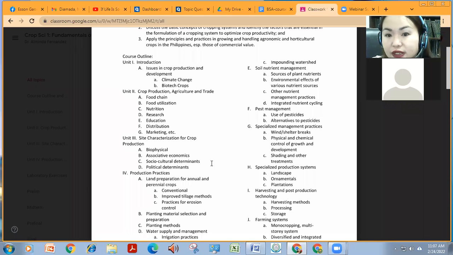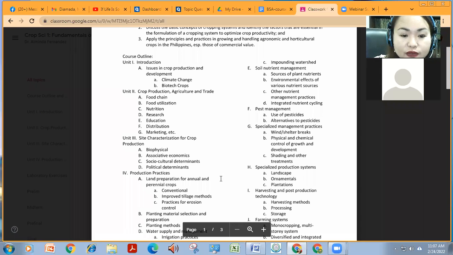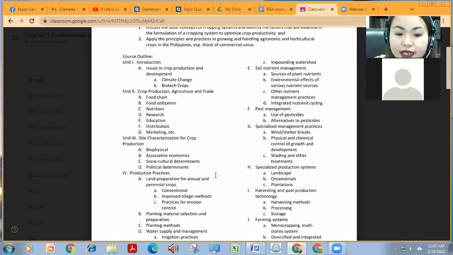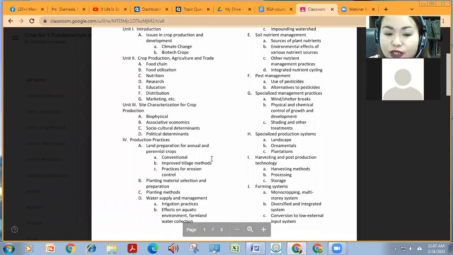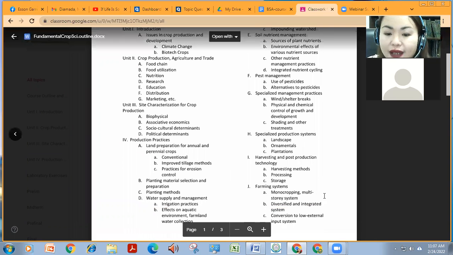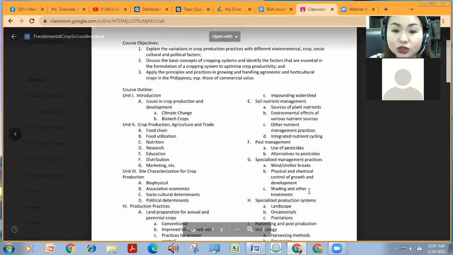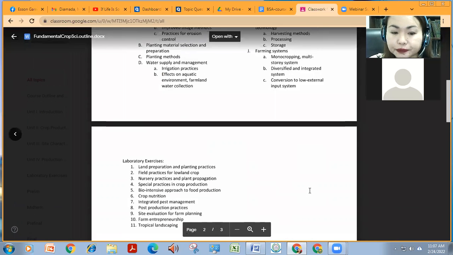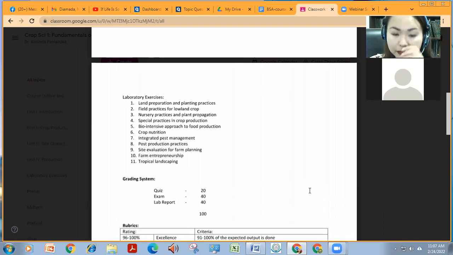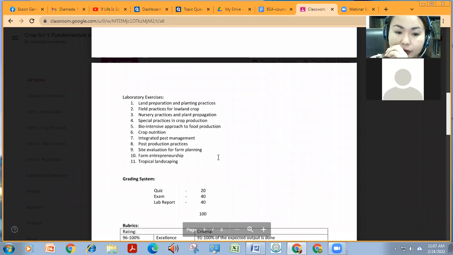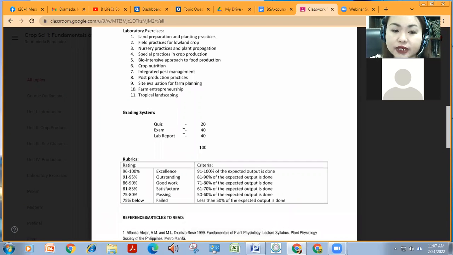So yung mga factors that affecting crop growth and development as well as production. And yung ating mga production practices starting from land preparation hanggang farming system. So medyo malawak siya. And last time I already presented to you that these are our grading system.